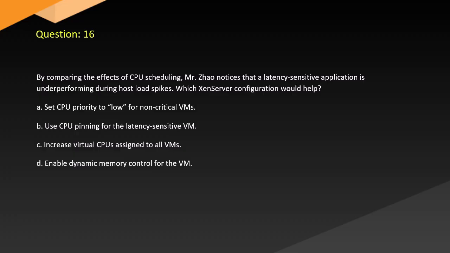Question 16. By comparing the effects of CPU scheduling, Mr. Zhao notices that a latency-sensitive application is underperforming during host load spikes. Which XenServer configuration would help? A. Set CPU priority to low for non-critical VMs. B. Use CPU pinning for the latency-sensitive VM. C. Increase virtual CPUs assigned to all VMs. D. Enable dynamic memory control for the VM.